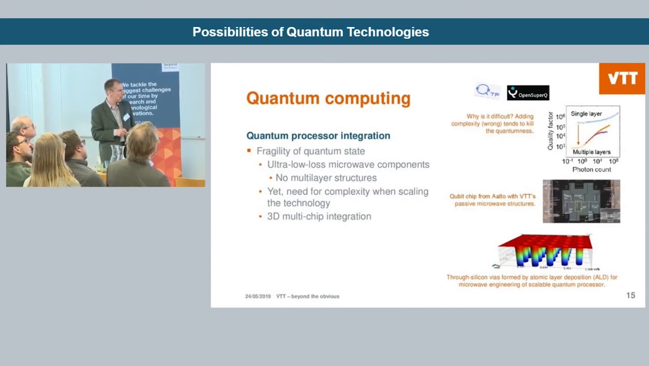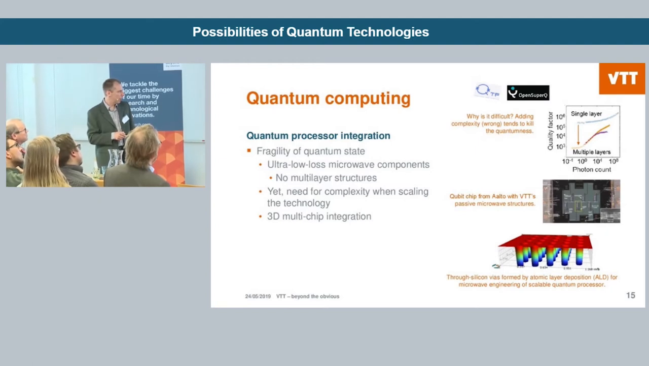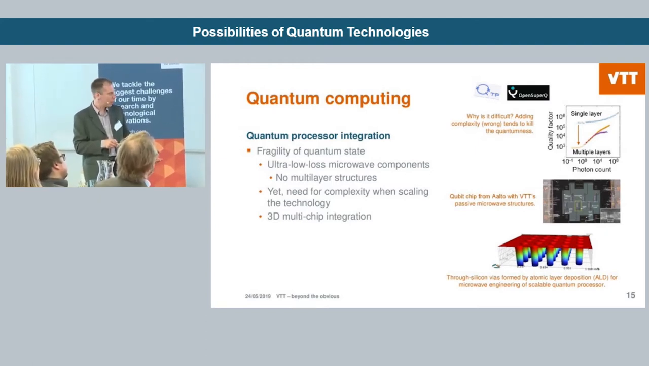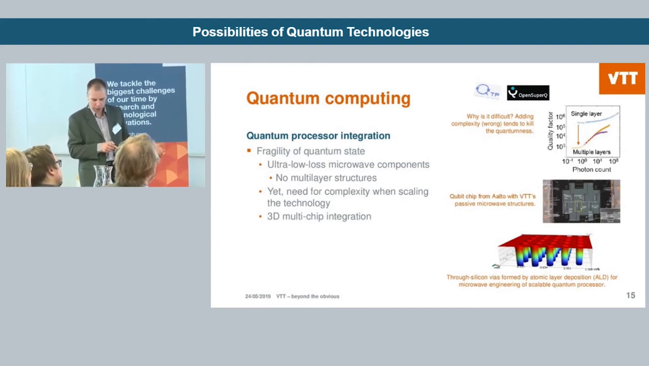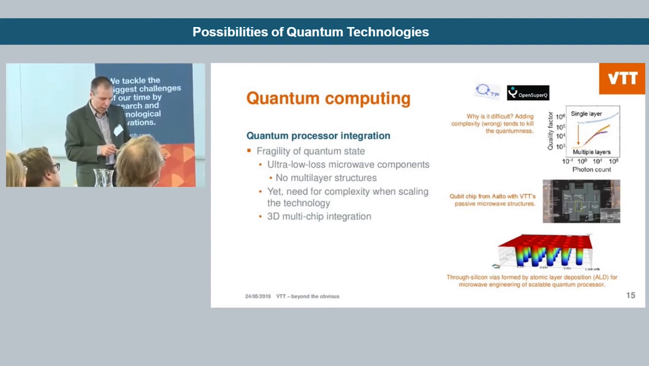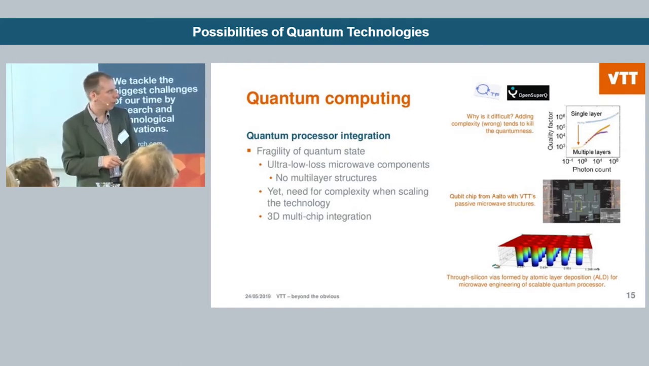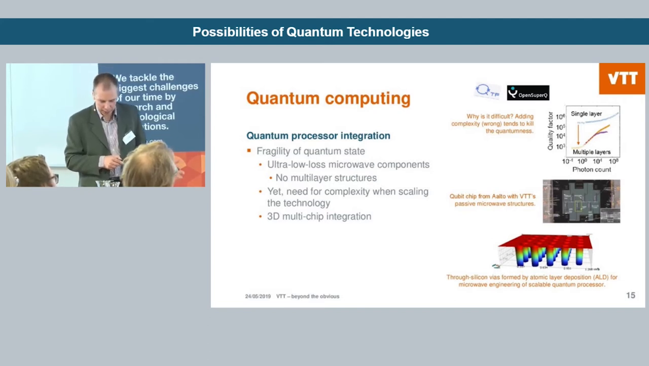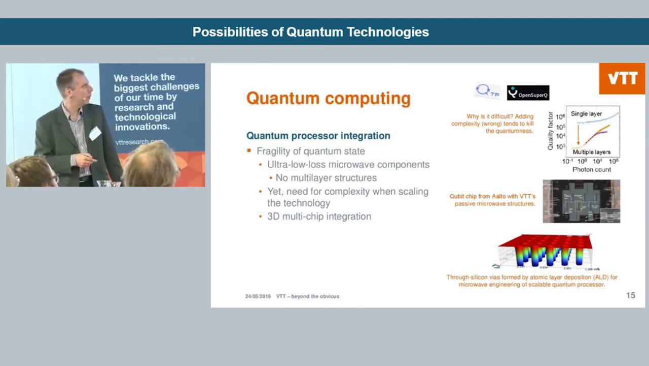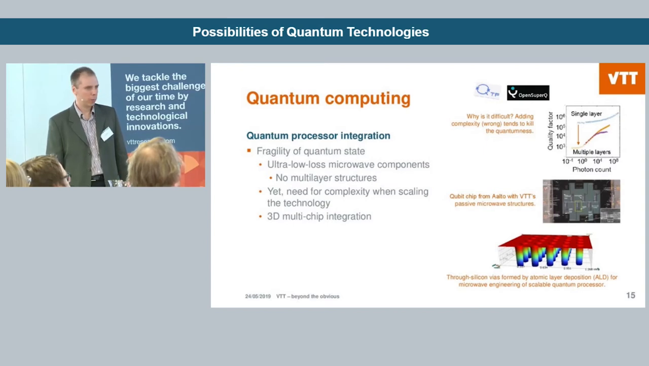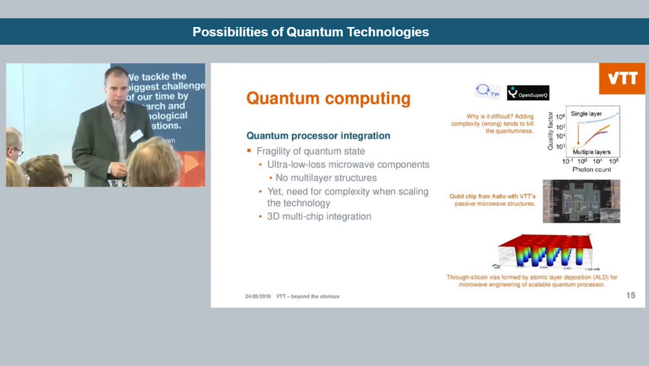One approach for this is that we do 3D integration by routing signals through the wafer. We are also doing chip connections between chips to have this lossy environment a little bit further away from the qubit system that needs to be on the pristine surface. So building a quantum computer is really not just spreading around these rusty pieces of aluminium, but it's also keeping the things clean.